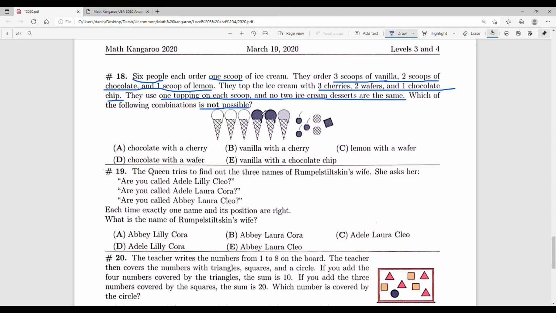So a lot of information, so let's first see what it means. So there's 6 people, and they each order only 1 scoop of ice cream. And we also know 3 vanilla, 2 chocolate, and 1 lemon. And there's 3 cherries, 2 wafers, and 1 chocolate chip. And we want no 2 ice cream desserts to be the same. So if we have a vanilla, we have 3 of them, and each of them needs a different topping. So one of them will have a cherry, one of them will have a wafer, and one of them will have a chocolate chip. So we can cross out 1 cherry, 1 wafer, and 1 chocolate chip.